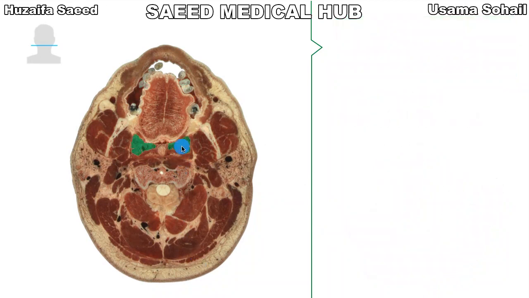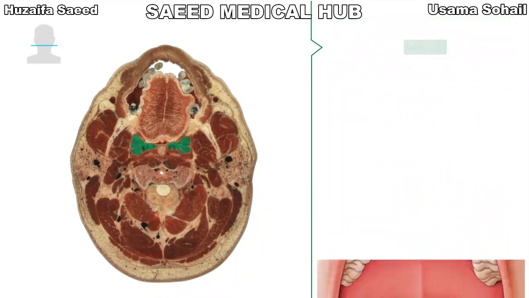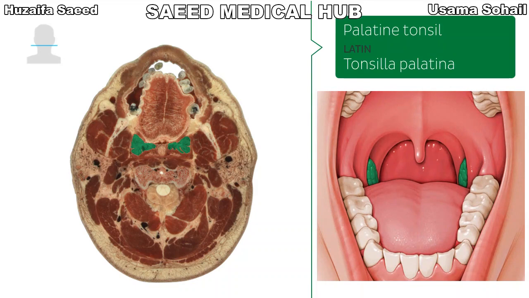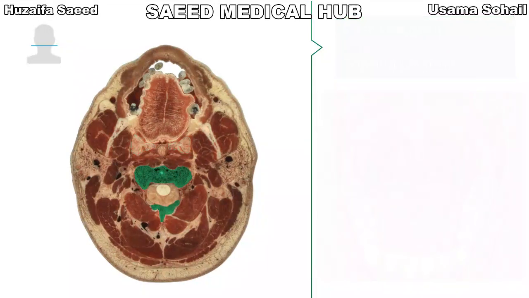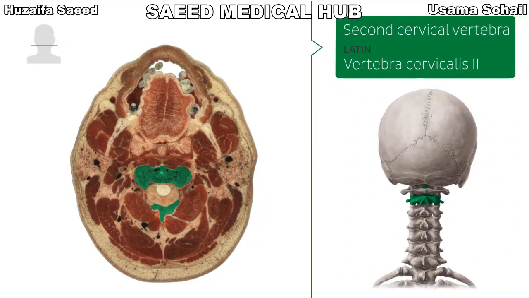Posterior to the tongue, we see these paired structures here, which are the palatine tonsils. These masses of lymphoid tissue are located in the lateral part of the oropharynx. As you can see in this illustration, the medial surface of these tonsils has a pitted appearance. Surgical removal of the tonsils, which is also called tonsillectomy, is performed when tonsillitis occurs frequently or does not respond to other treatments.